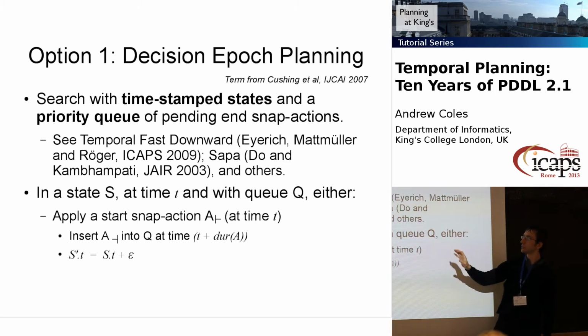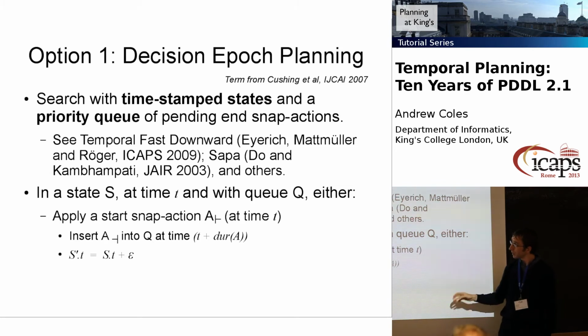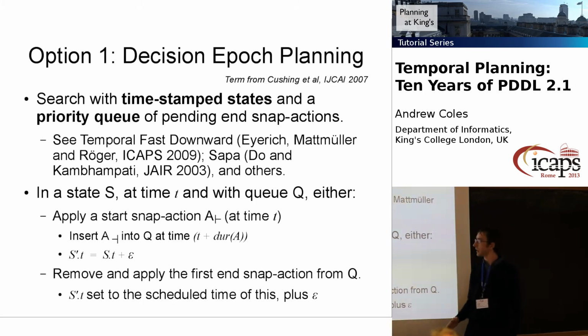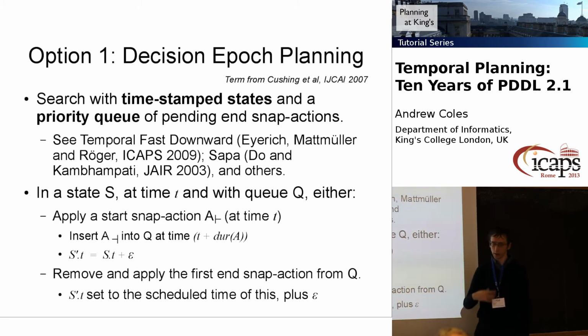Not all the approaches which take this general idea always wind forward by epsilon, but it's a reasonable approximation. The other thing we can do is to take the next end action out of the priority queue, wind forwards time to that point, apply the end of the action, and then increment time by epsilon so that we can then have its effect in the next state. So we have a special case for starting an action, where we put its end in the queue, or we can take the next thing out of the queue.